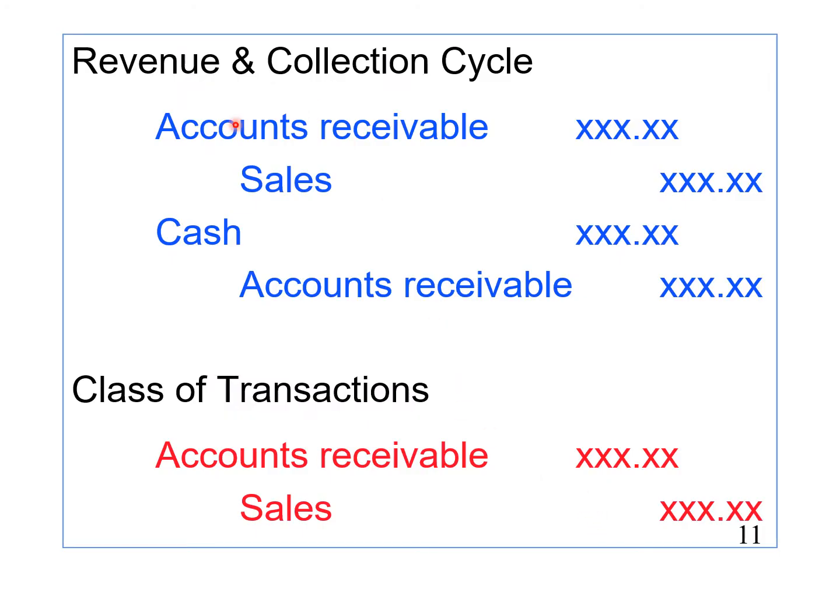Revenue and collection cycle: credit sales and cash receipts. Now, that is a cycle. We're going to put them together today. Credit sales is a class of transactions. So in our world, credit sales is a class of transactions, and so are cash receipts. But when we put them together, we create a cycle.